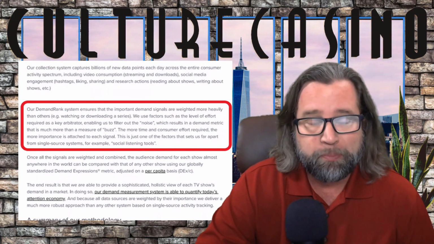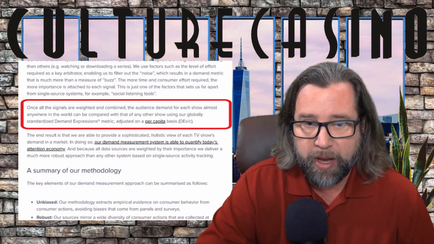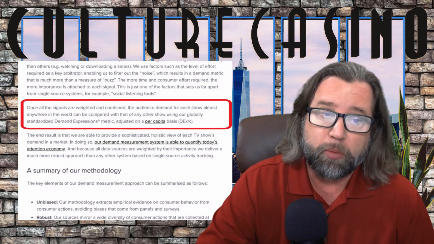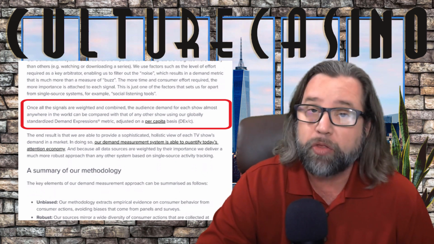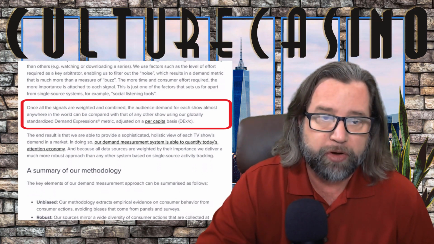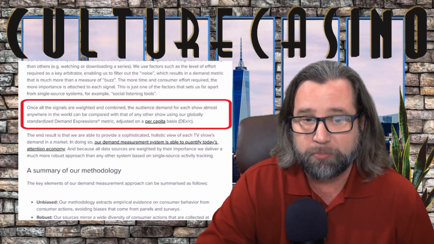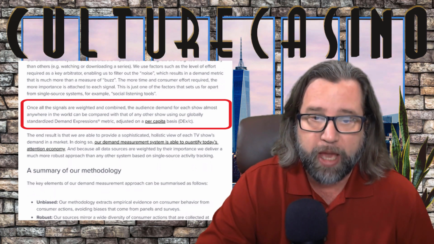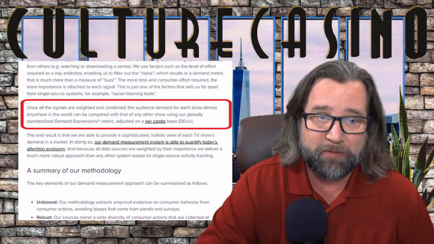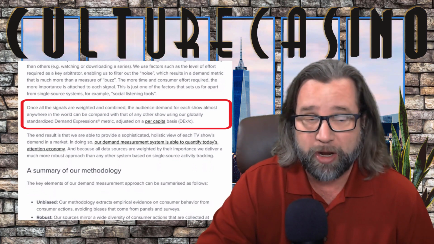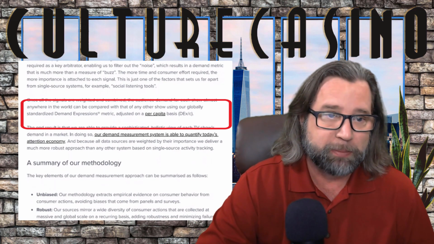Anyway, we'll keep going. Once all the signals are weighted and combined, the audience demand for each show almost anywhere in the world can be compared with that of any other show using our globally standardized demand expressions metric adjusted on a per capita basis. Again, they invent words. It's fantastic. Or entire phrases, a whole language.